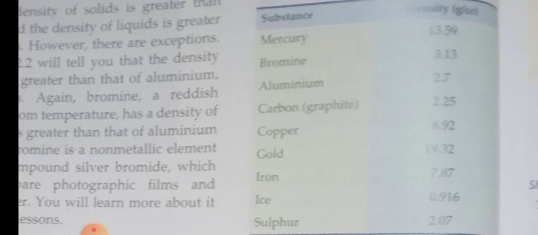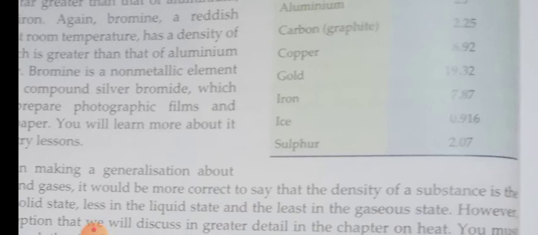Bromine has a density of 3.13 gram per cc. Aluminum has 2.7 gram per cc. Carbon, that is graphite. Graphite, you know what is graphite? Yes, graphite is the pencil lead you are using, no? That is carbon, and the form of carbon is called graphite, and that has the density of 2.25 gram per cc. Copper has the density of 8.29 gram per cc. Gold, 19.32 gram per cc. Iron, 7.87 gram per cc. Ice, 0.91 gram per cc.